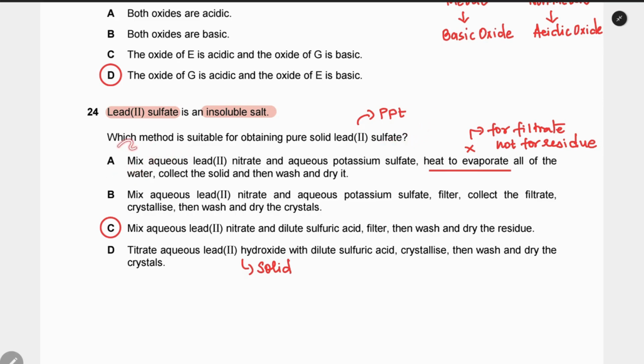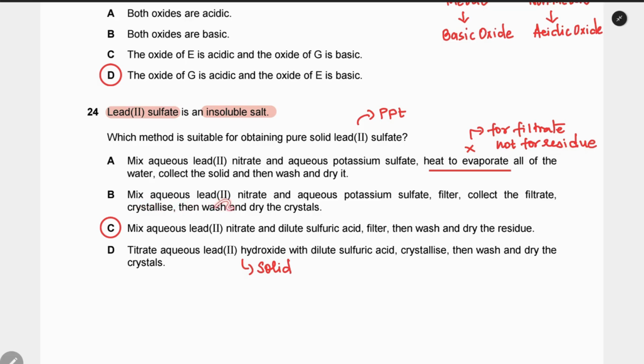So let's see. The method we are going to use is to form a residue, then dry it and find the residue, which is the lead sulfate. For the first option, mix aqueous lead(II) nitrate and aqueous potassium sulfate, heat to evaporate. No, we don't want filtrate, we want residue. So the answer is incorrect.